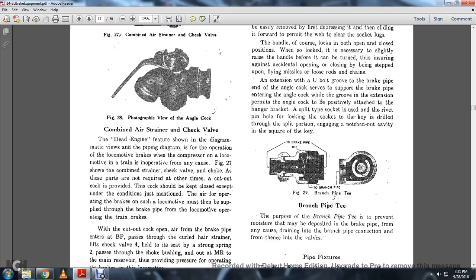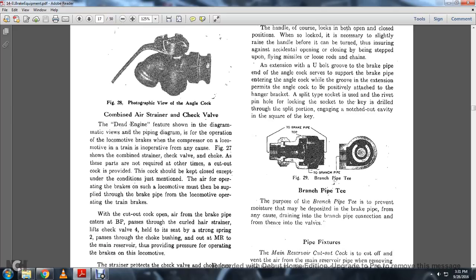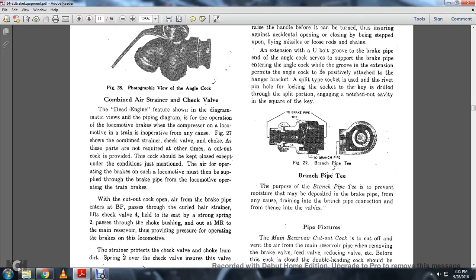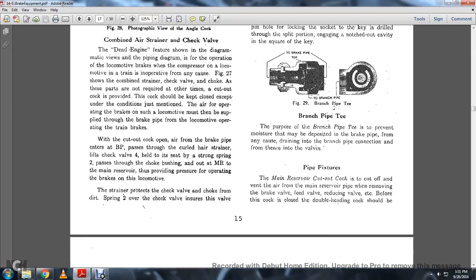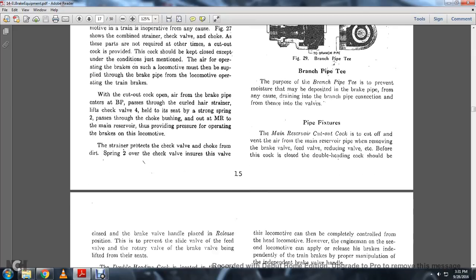Figure 29 shows the brake pipe T. The purpose of the brake pipe branch T is to prevent moisture deposited in the brake pipe from draining into the connections and thence into the valves. Pipe fixture. The main reserve cutout cock cuts out the vent valve of the main reserve pipe, removing the brake valve, the reducing valve, etc.